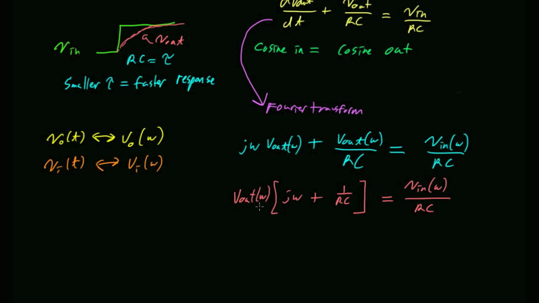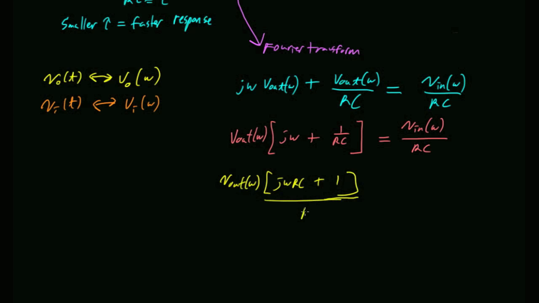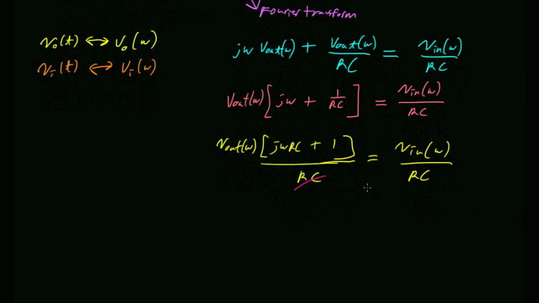Okay, so let's keep the conversation going. I don't like that fraction. That's a little bit ugly. Let me just combine it to make one fraction out of that. V out of omega times, what's that going to be? j omega RC plus 1 over RC equals V in of omega. Oh, look at that. Over RC. And finally, I get V out of omega. Yeah, the RCs cancel. How sweet is that? Equals 1 over j omega RC plus 1.